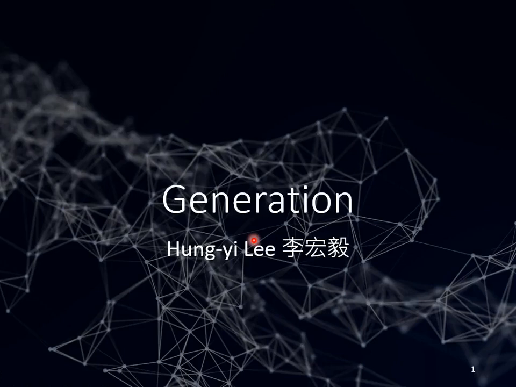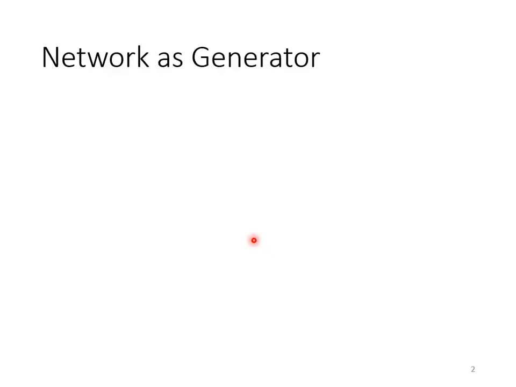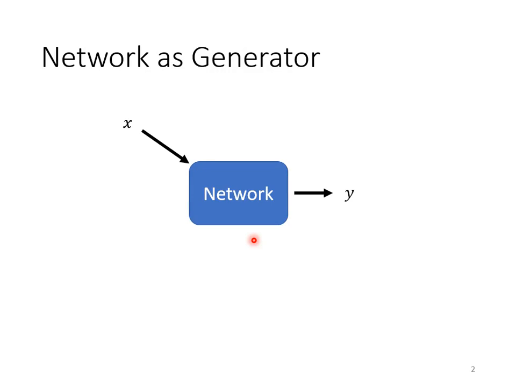Next, we're going to talk about something new, which is the generator. What's special about it? All the networks we've learned so far had been functions. Given an input X, it produces an output Y. We have learned all kinds of network architectures that can handle different types of inputs and outputs.